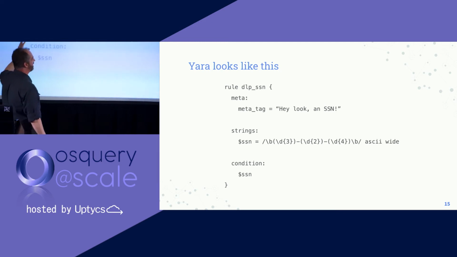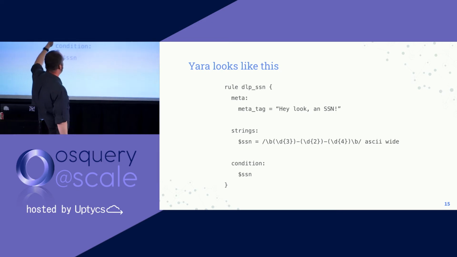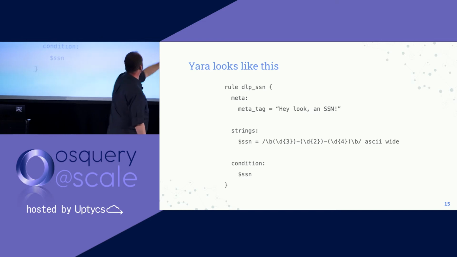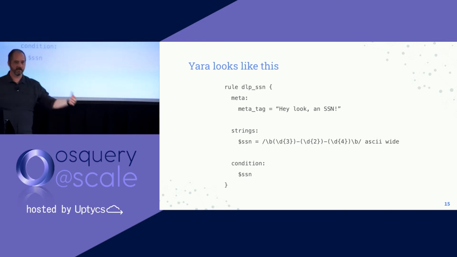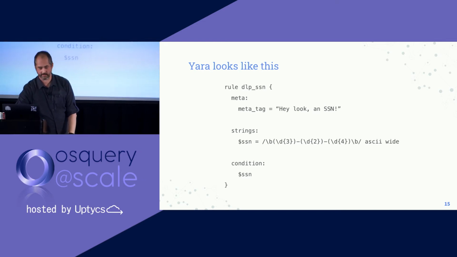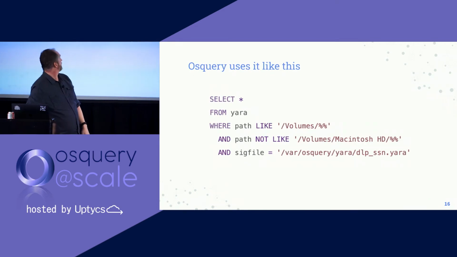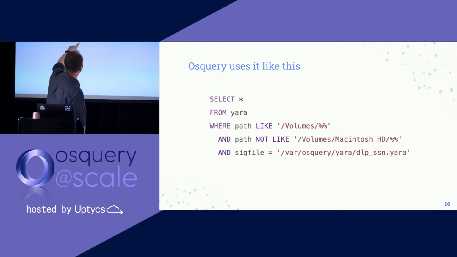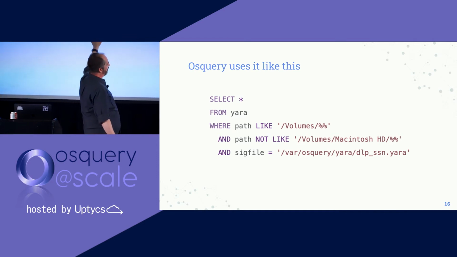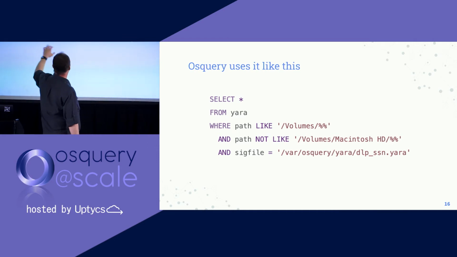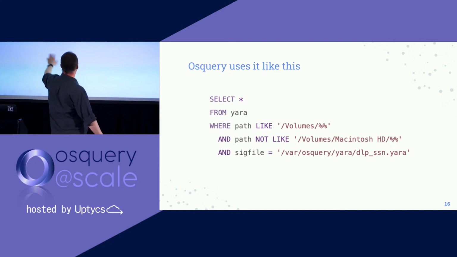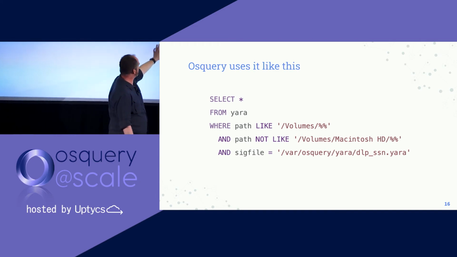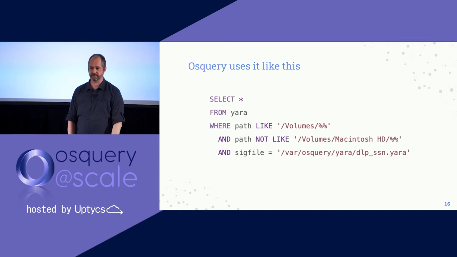But basically, Yara just opens up a file. It looks through the file for this particular string. And if that string exists, alert. And what it looks like in Osquery is something like this. Select star from Yara, the table, where the path is, and this is the path to where I want to scan my files. Path where I don't want to scan my files, and this is the signature file that you just saw on the screen, looking through those files for social security numbers.